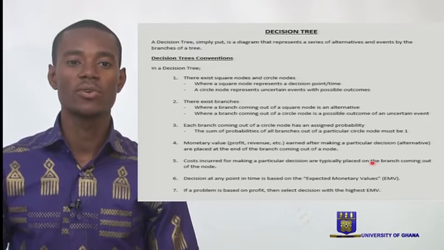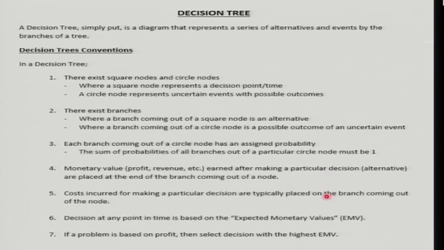It says costs incurred on making a particular decision are typically placed on the branch coming out of it, the same instance. And then the decision at any point in time is based on the expected monetary value.